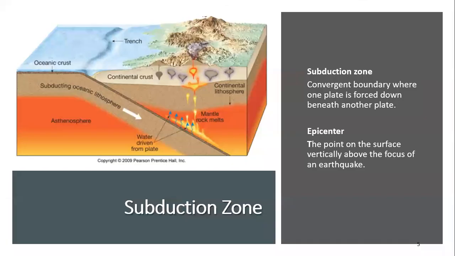Subduction zones. A subduction zone is a convergent boundary where one plate is forced down into the mantle beneath another plate. As illustrated in the figure, when an oceanic plate subducts beneath a continental plate, a deep ocean trench is created. Sometimes areas within the trench become locked, and the sudden release is known as an earthquake. The point on the surface vertically above the focus of the earthquake is called the epicenter.